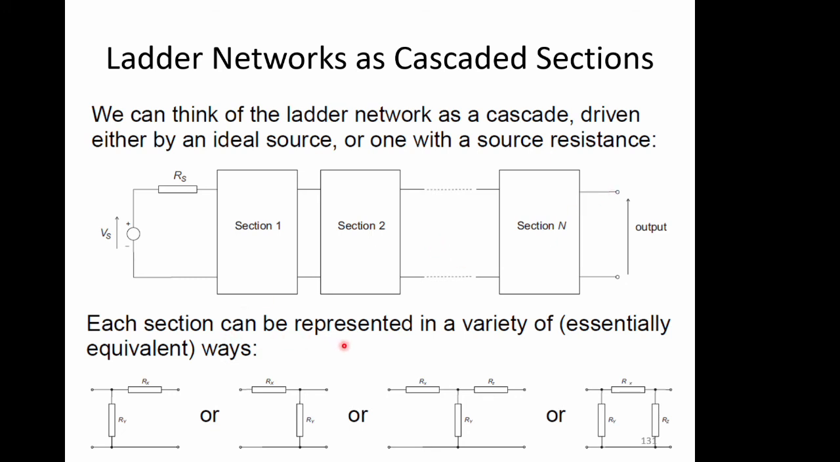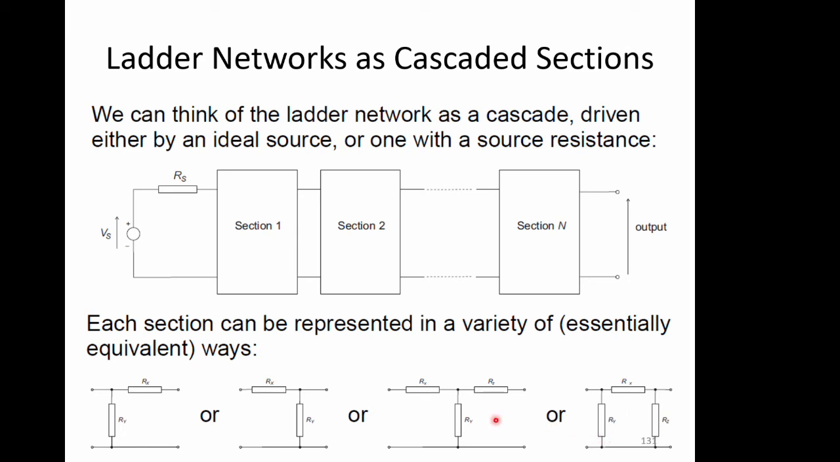Each section can be represented in a variety of essentially equivalent ways. We could plug a whole load of these things together to make our ladder. Or we could say it's this type of connection, and this is what's called a star connection, because it's all coming to a point in the middle. And this is what's called a pi connection or a delta connection, because if you join these together at the bottom, it makes an upside down, well, it makes a delta.